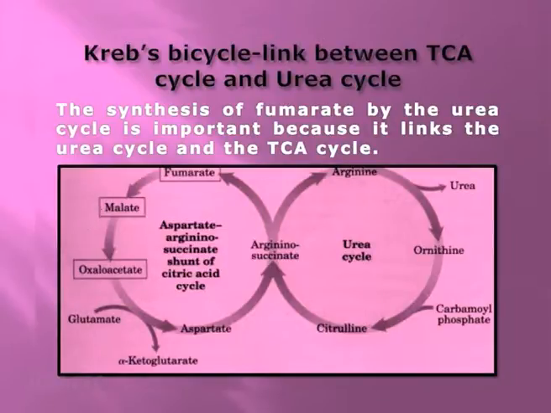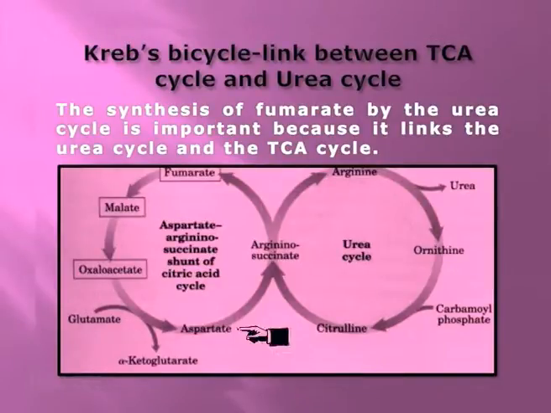Now this oxaloacetate may have several possible fates. It may be converted to pyruvate, it may be converted to aspartate, it may condense with acetyl-CoA to produce citrate, or it may produce glucose through gluconeogenic pathway. Now aspartate is an important nitrogen donor of urea. I have already told this.